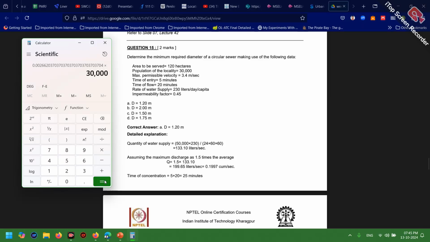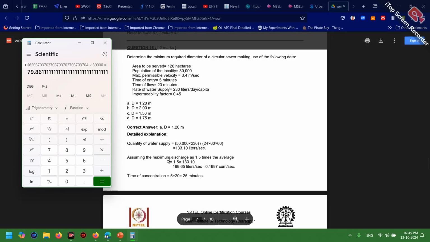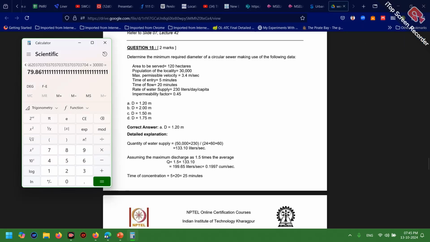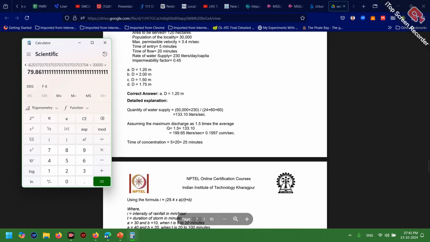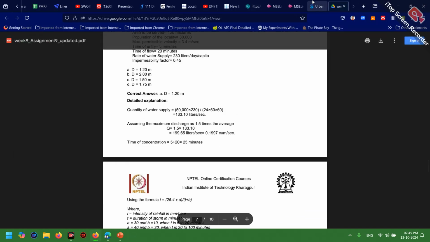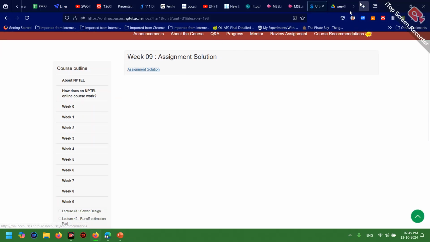How much will be coming into the picture? Let's see. Almost 80. So around 80 into 1.5, that means 80 plus 40, which is approximately equal to 120 liters per second. That means 0.12 cubic meter per second. That will be the correct maximum discharge value Q, and all the other things will be calculated accordingly. So the student who raised this question in the discussion forum has identified it correctly. There is a mistake in the solution that was provided from our side.